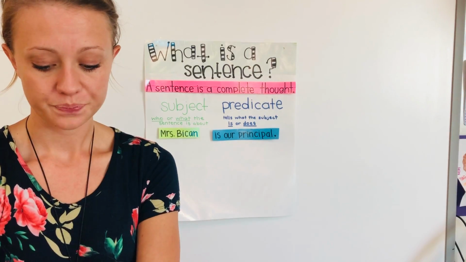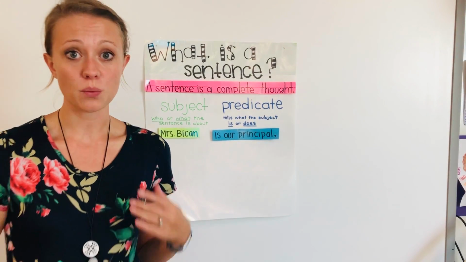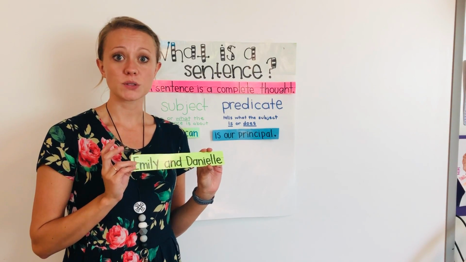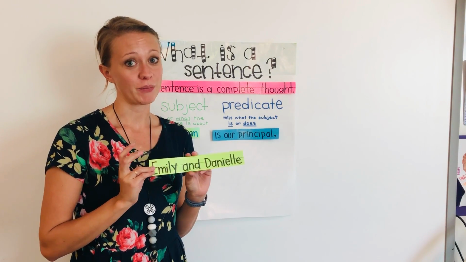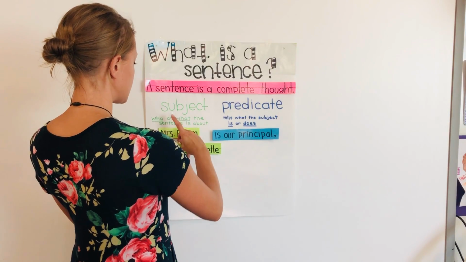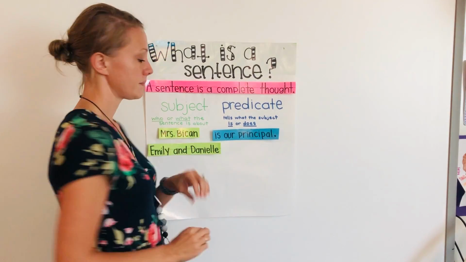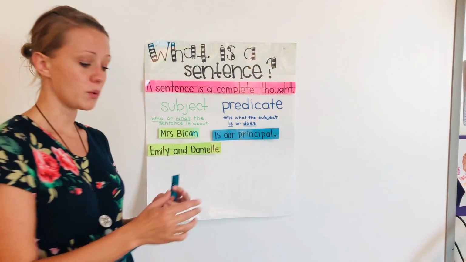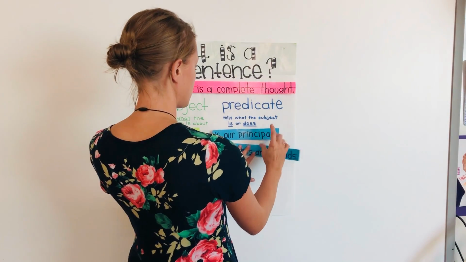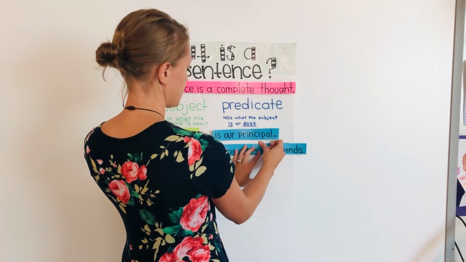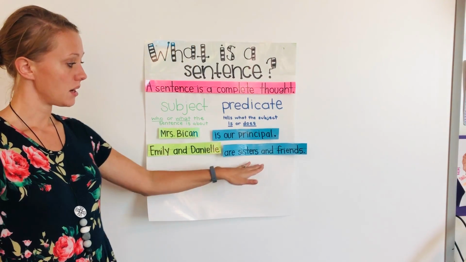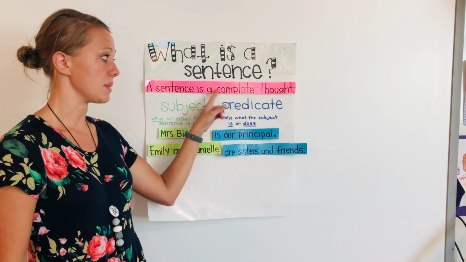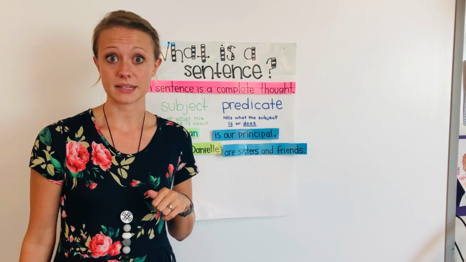Here's another example. Sometimes you can have more than one subject in a sentence. In this example, I'm using myself and my sister, Danielle. Emily and Danielle are the subjects of my sentence. In this sentence, I have two subjects. Now I'm going to tell you what we do or who we are. Emily and Danielle are sisters and friends. I need both the subject and the predicate to make a complete thought, and therefore a complete sentence.